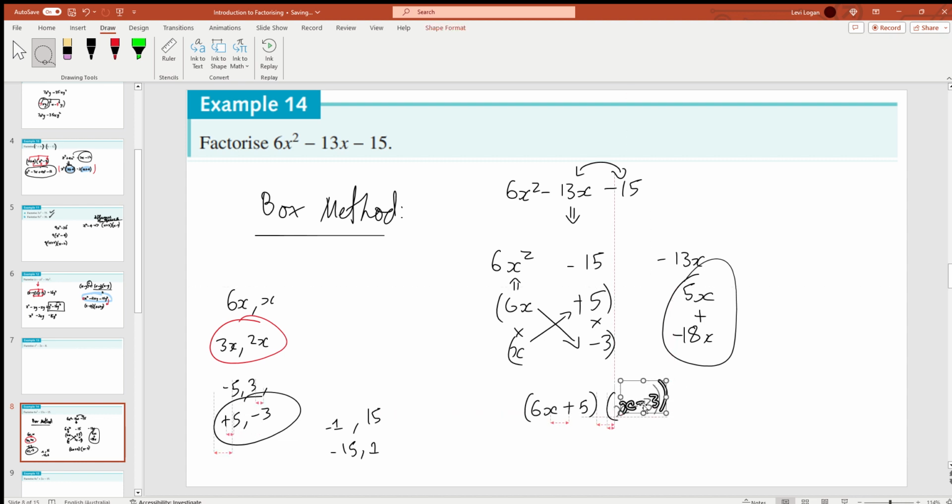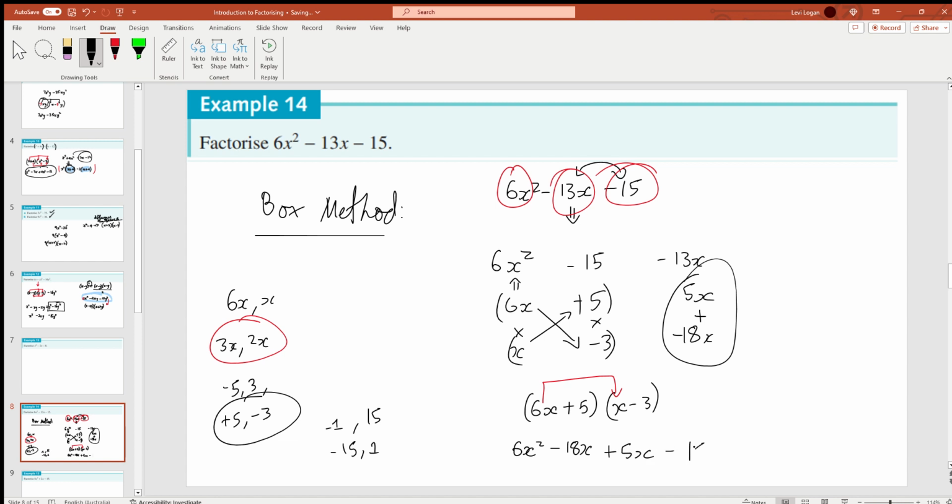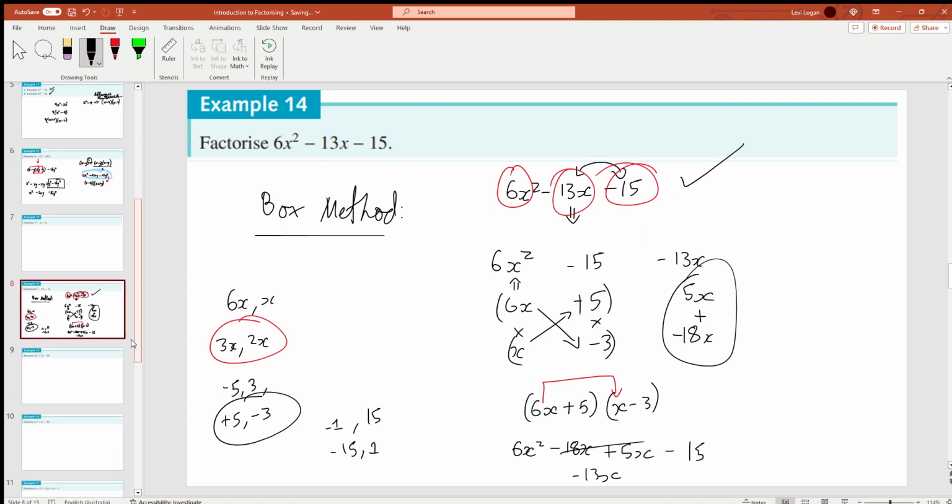Now, most of the time, it would take a bit to get used to it, but this is a very good method to use if you can't divide anything that's common here. Now let's check if this works. Multiply by that. It's going to give me 6x squared. 6x times my minus 3 is going to be minus 18x. 5x and then minus 15, and gives me minus 13x in the middle. So we've got the expression above, so it works. And that's how you'd factorize that using the box method.